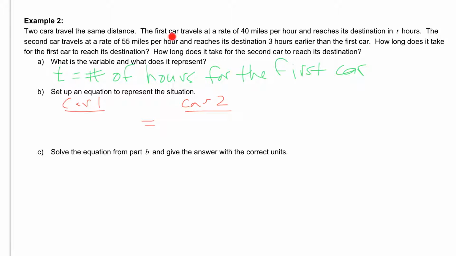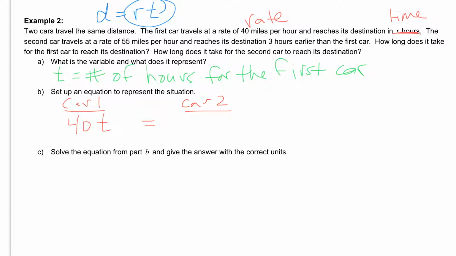It says the first car travels at a rate of 40 miles per hour and reaches its destination in t hours. So we need to go back and remember our distance formula: distance is equal to rate times time. If our distances are going to be equal, we're looking at the rate times the time for both of them. For the first car, 40 miles per hour is our rate, and t hours is our time. Rate times time would be 40 times our variable t.